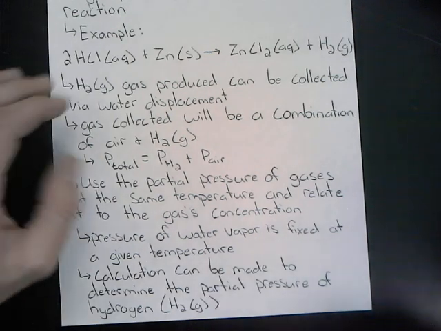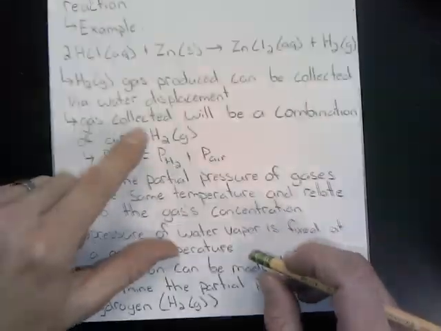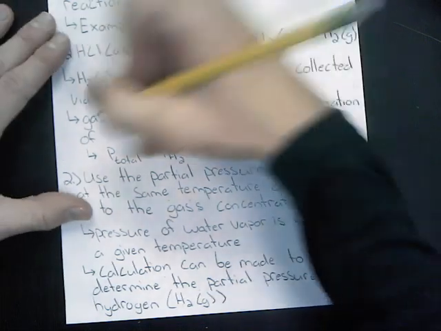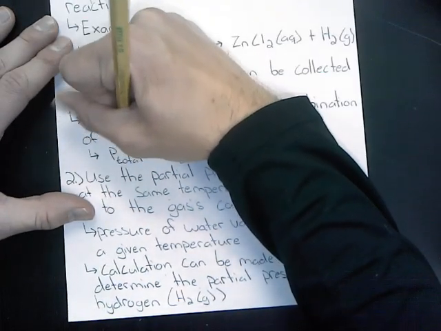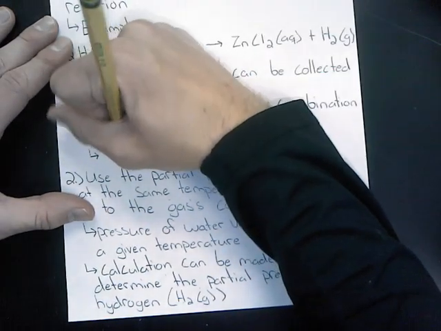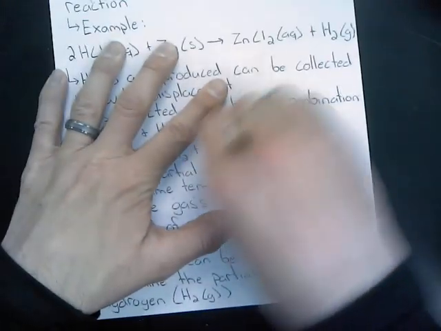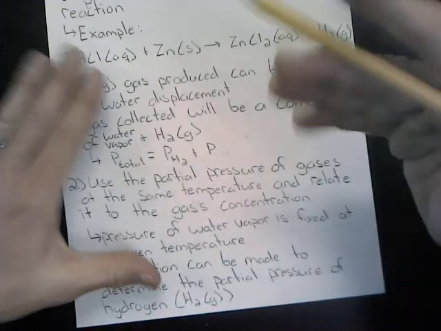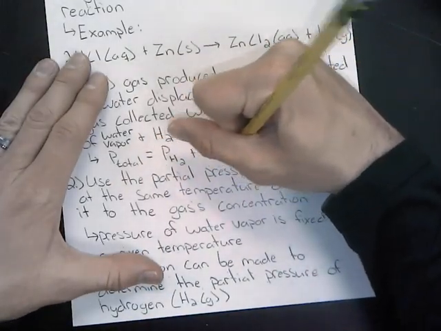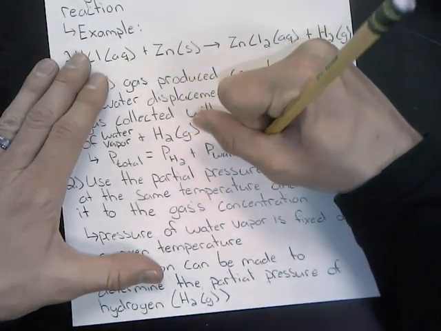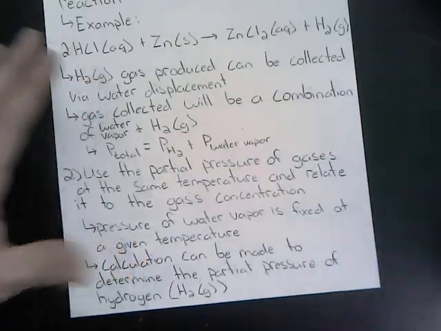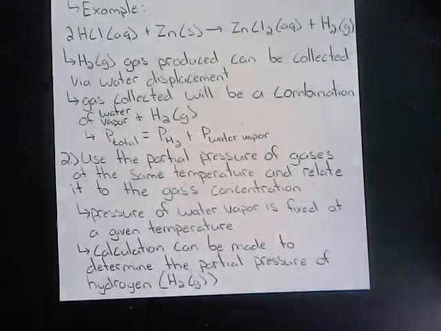Now, one mistake I did make here is that when we collect via water displacement, this shouldn't be air. This right here should be water vapor. So again, this is not the pressure of air, but the pressure of water vapor. Again, not a huge mistake here, but we should note the difference. So there are some applications here for Dalton's law of partial pressures.